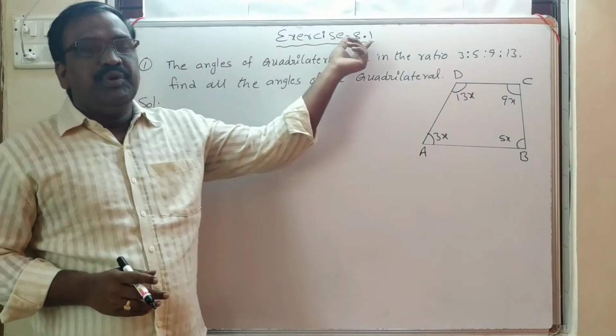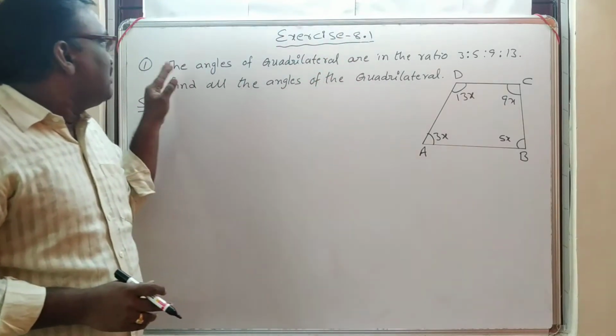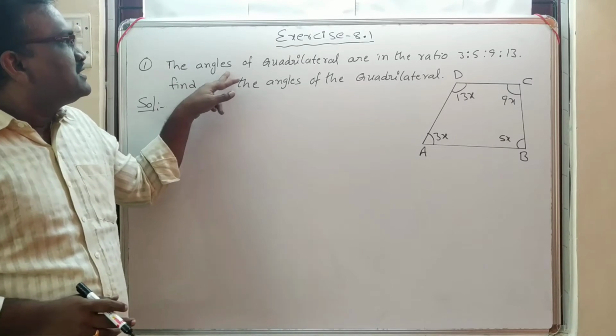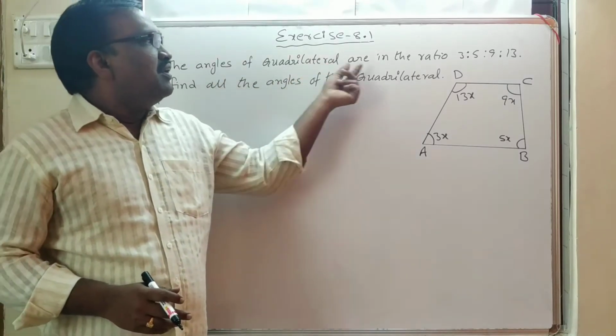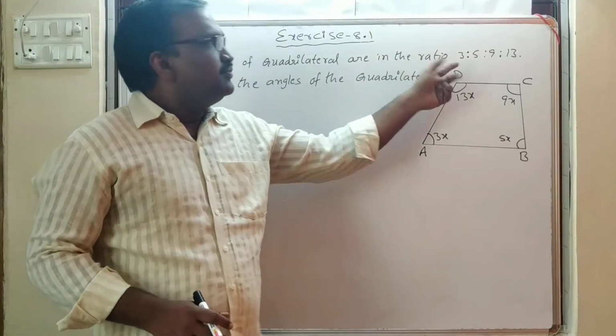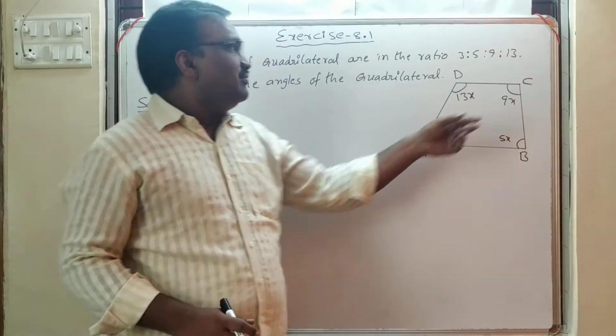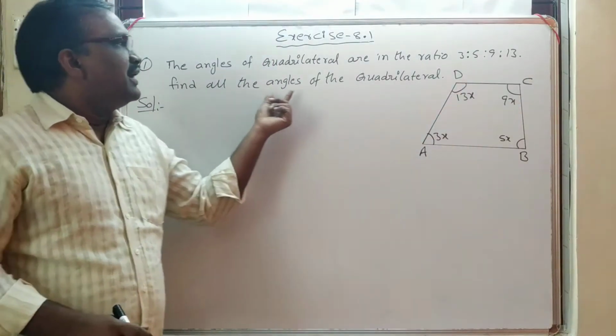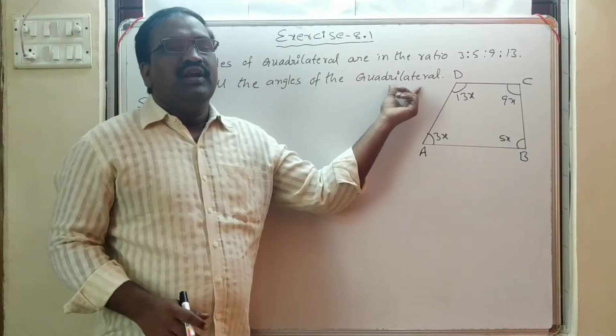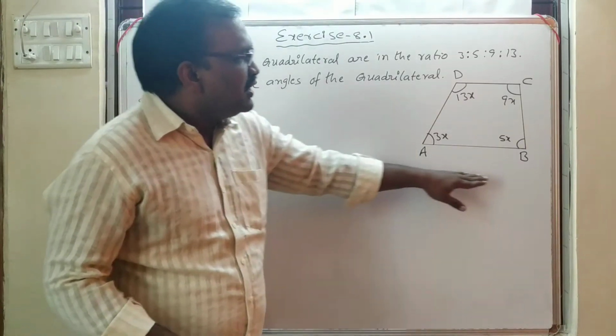Exercise 8.1. The first problem: the angles of a quadrilateral are in the ratio 3:5:9:13. Find all the angles of the quadrilateral. Take quadrilateral ABCD.